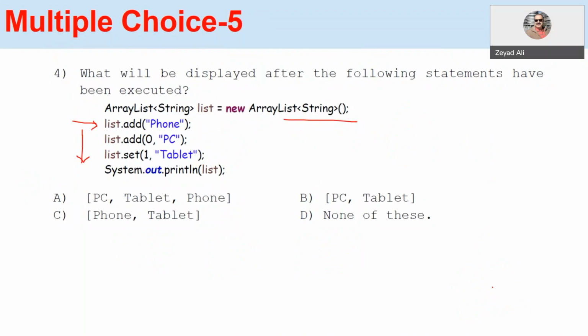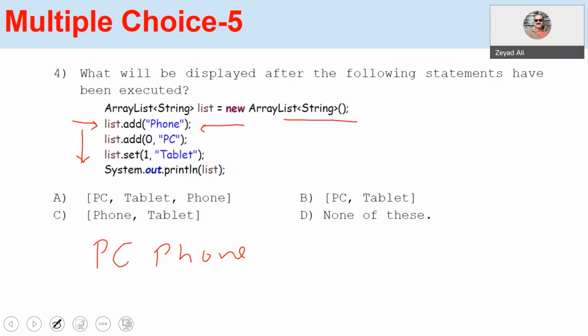First, you are adding phone. Phone will be added to the beginning since no more values are there. So on the first time after this statement, the list will only contain phone. Then you are adding PC. However, PC is added now at location 0. So PC will be added before phone in the list here.